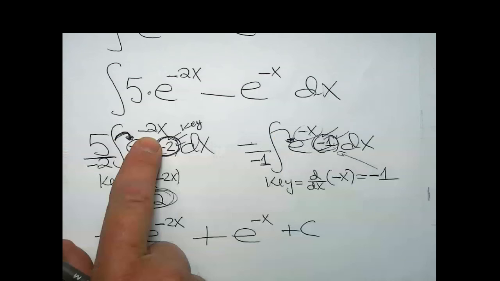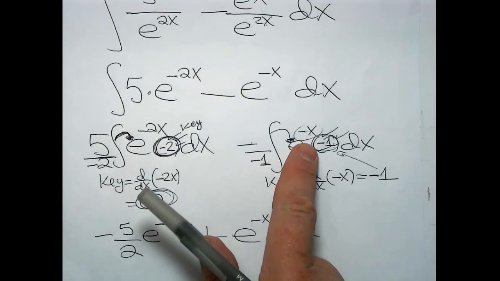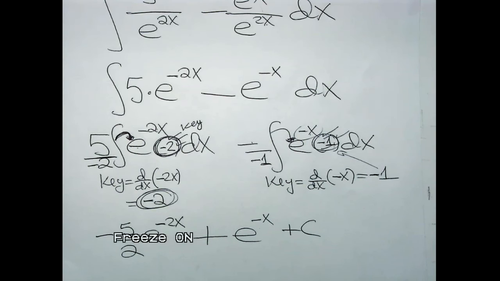So splitting the fraction paid off. Using a key, I think, really paid off to unlock the problem. And if you don't like the key method, you can always do u equals. For this problem, right here, u would be equal to -2x. For this problem, u would be equal to -x. Don't forget to take the derivative du dx. That's an important step as well.